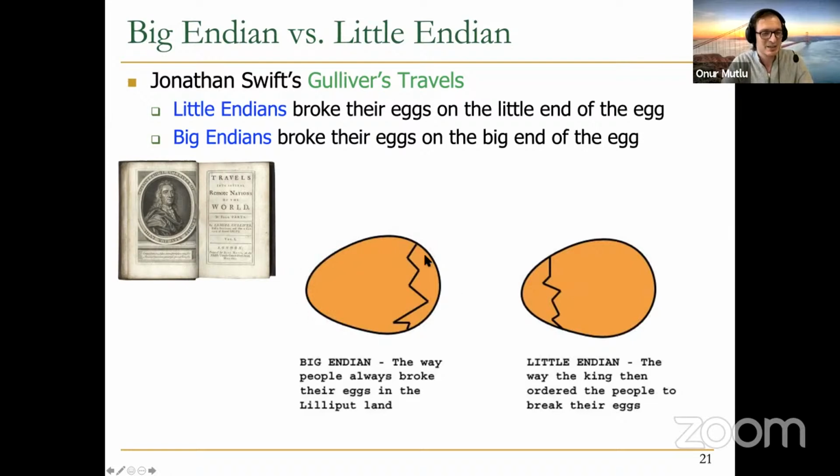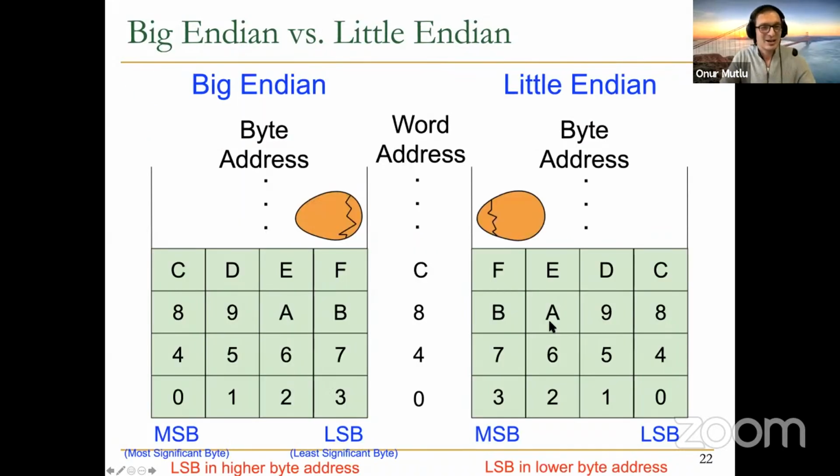And this is the pictorial representation. You have an egg, assume that it's asymmetric. You have a big end like this, and you have a little end like this. And big endian people like breaking their eggs on the big side, right? And little endian people were ordered to break their eggs on the little side, right? And that's how you change the convention, for example, by ordering people to do things if you're the king, right? Assuming that exists. Okay, so basically, it's a matter of convention.